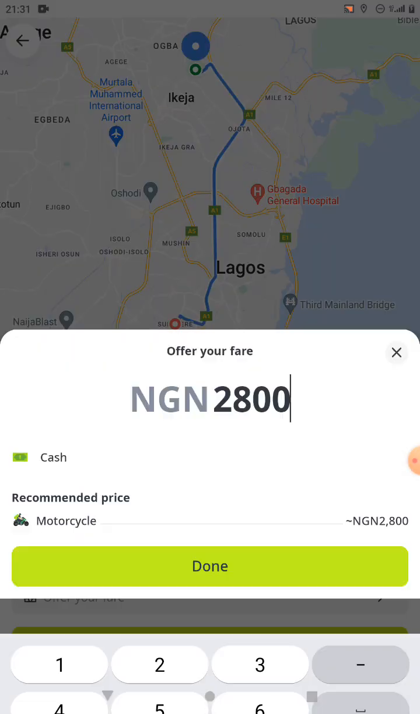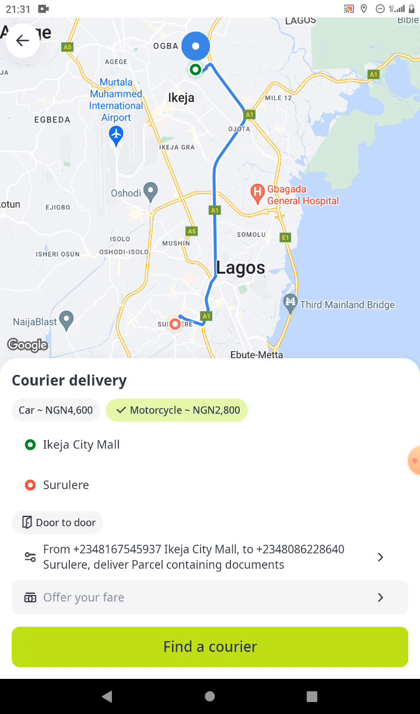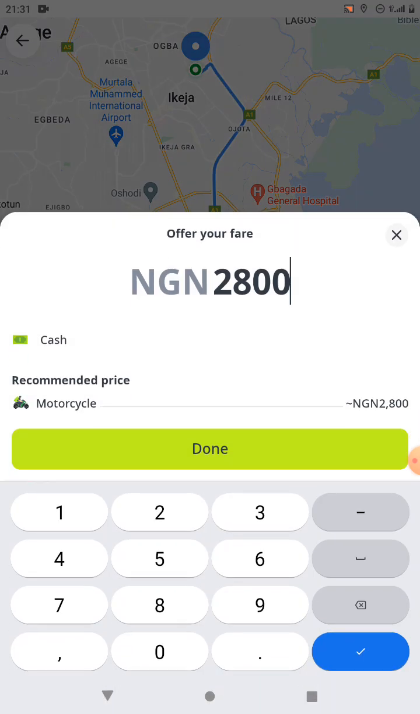You come here, you input your pickup, that's Ikeja City, and the destination. You click on find courier. It will bring out the recommended price. Now you need to check the distance. Why are we checking the distance? So that we don't always have to come here to check price.